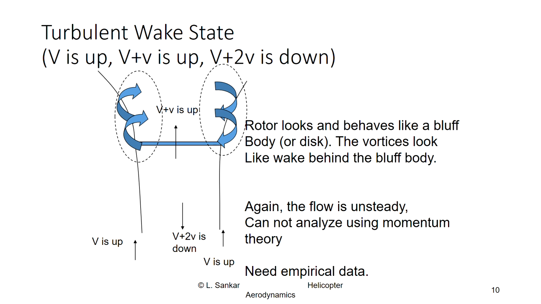Why do we call it a turbulent wake state? Because now the rotor disc looks like a bluff body. So capital V is the flow over the bluff body. So these vortices look like the wake behind a bluff body. So if we have a circular disc or a 25-cent coin, if you put it and blow vertically air through it, all around the edge of the coin, it'll form a wake structure. So that's what this looks like.